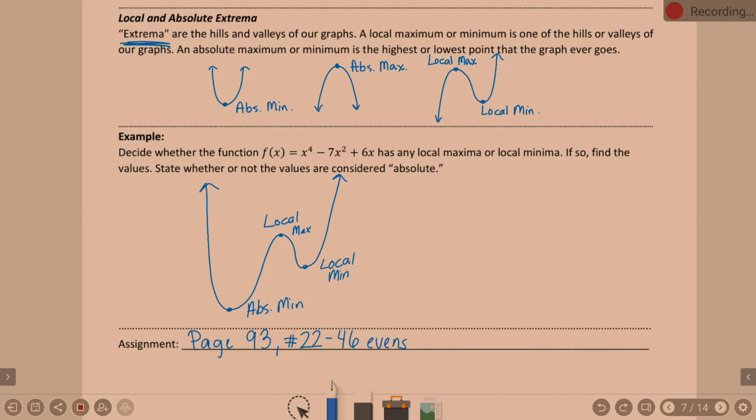Let's see. Local max 0.46, 1.32. Local min 1.60 and negative 1.77. She is throwing stuff at me. Absolute min negative 2.06, negative 24.06. And this is in our calc menu.